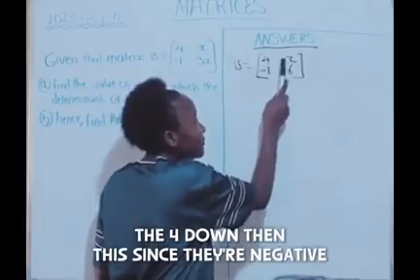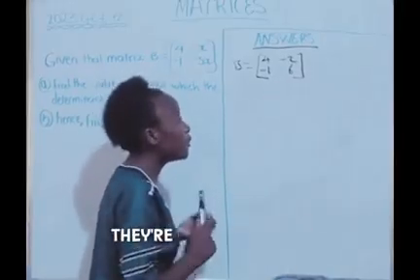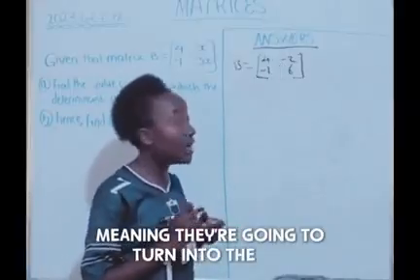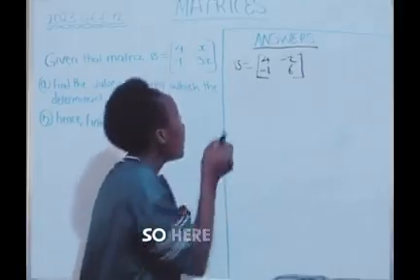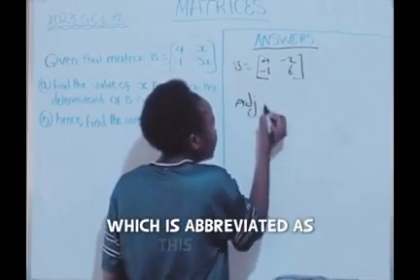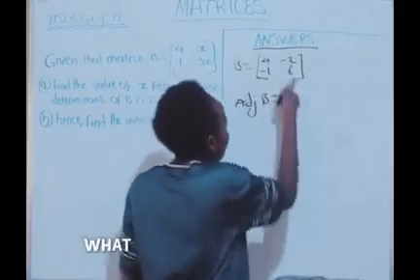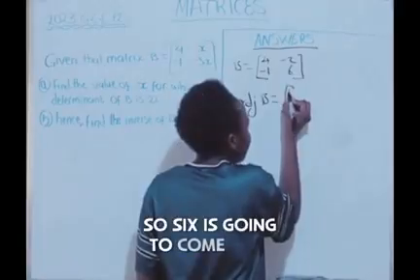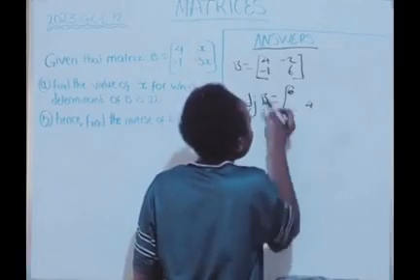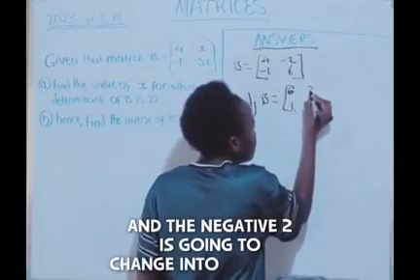Then, since these are negatives, they're supposed to change their signs. If they're negative, they change into positive, and if they're positive, they change into negative. So here we have negatives, meaning they're going to change into positive. Here we say adjoint B is equal to, and we open the brackets and do what we're supposed to do. So 6 comes here on top, then the 4 comes down. The negative 1 changes into positive, and the negative 2 changes into positive 2.